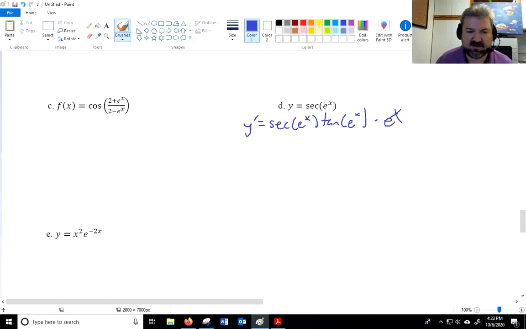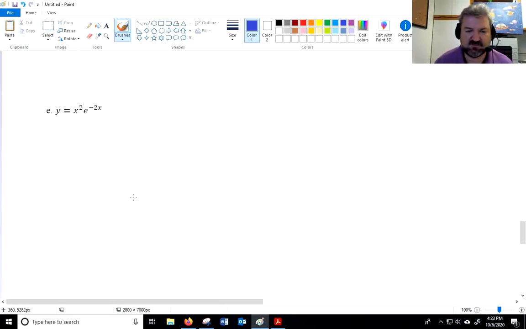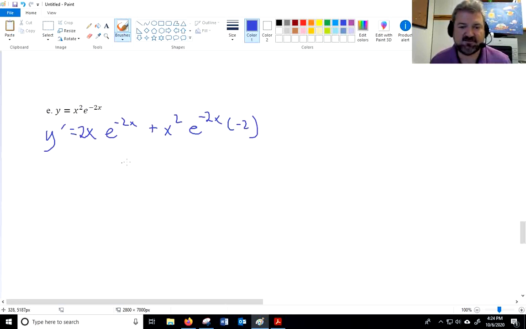All right, we actually have x squared e to the negative 2x. That's going to require our product rule. So y prime is equal to derivative of the first times the second plus the first times derivative of the second, which is e to the u times u prime. Okay, so that's the end of that. Let's go ahead and call this a video.